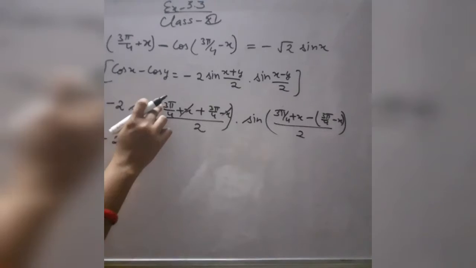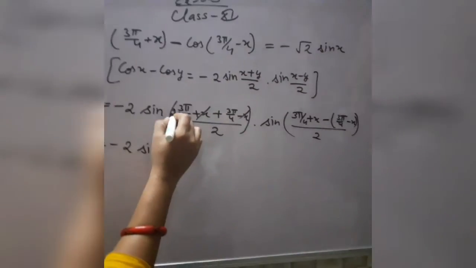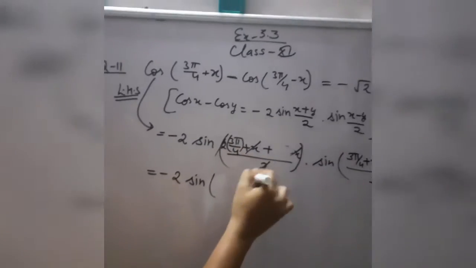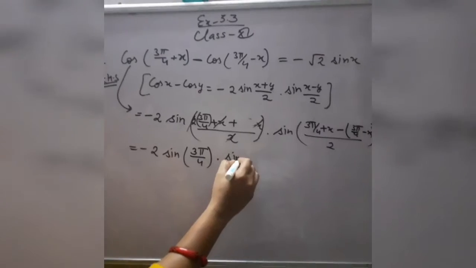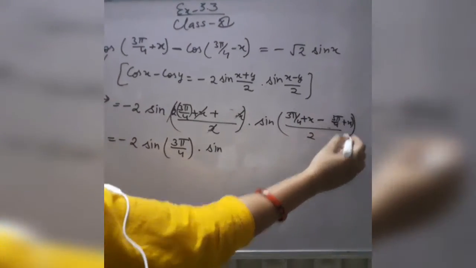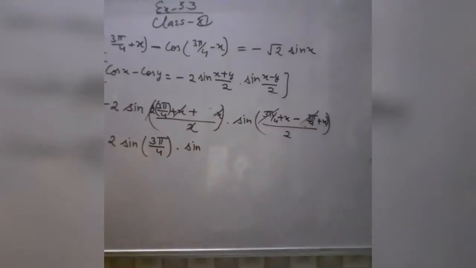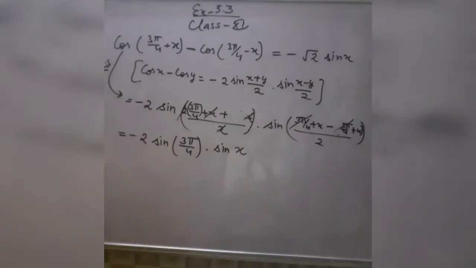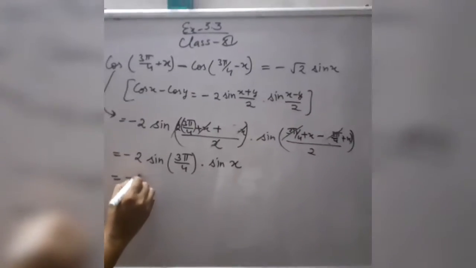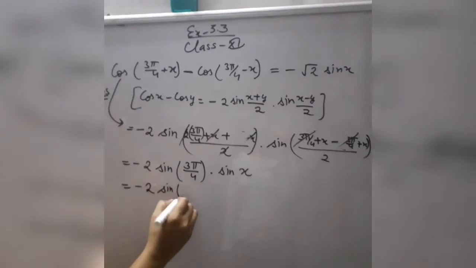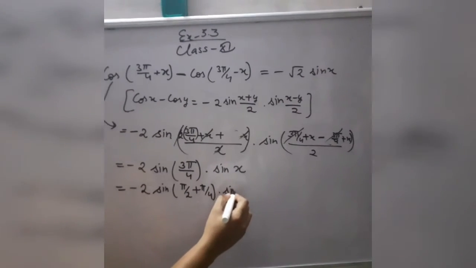It gives you 3π/4 plus 3π/4, which becomes twice of 3π/4, and this 2 is cancelled with 2, so it is sin 3π/4. In the other term, 3π/4 cancels, x plus x becomes 2x, and 2x by 2 becomes x. Now the value of sin 3π/4 can be written as sin(π/2 + π/4), into sin x.